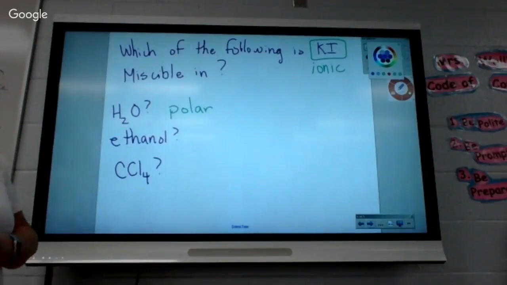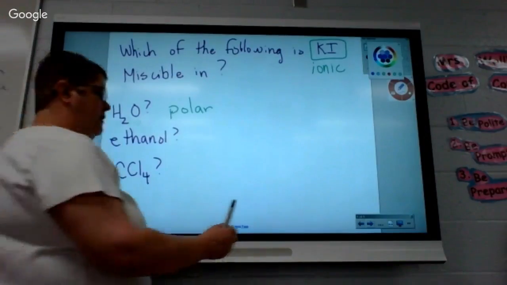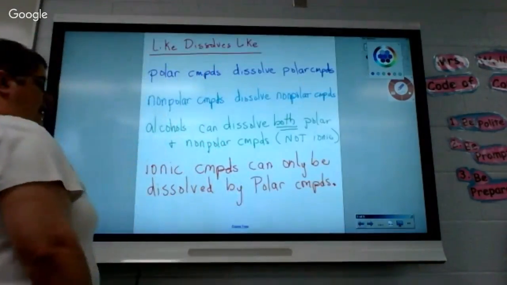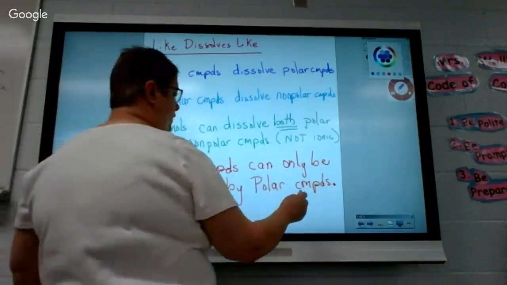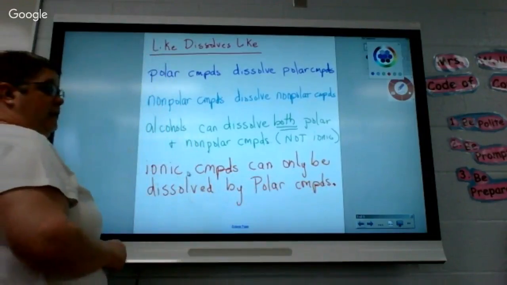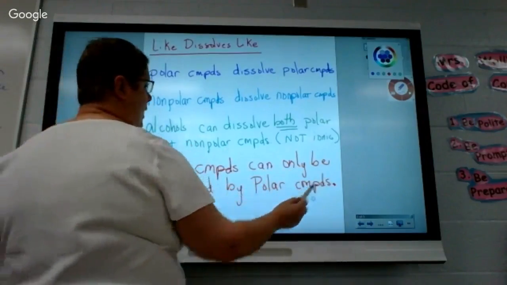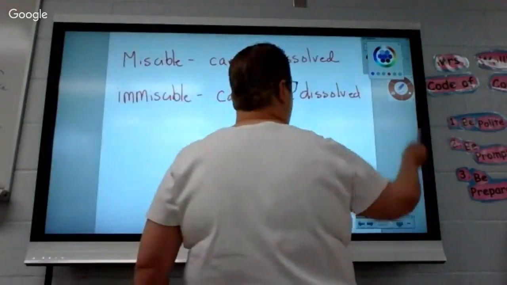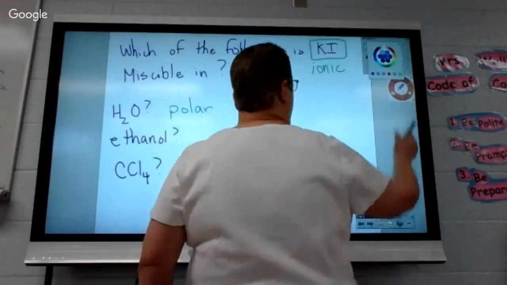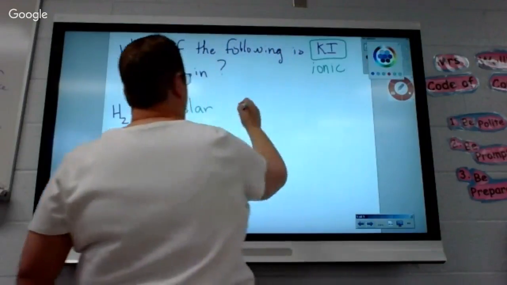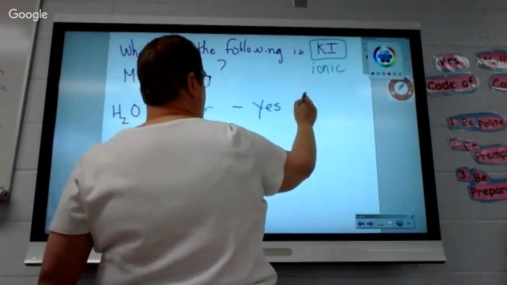Now, if KI is ionic and water is polar, are these going to be miscible? If we go back to the rule, is an ionic compound going to dissolve in a polar compound? Ionic compounds can be dissolved by polar compounds. Yes. So the answer here is, yes, miscible.